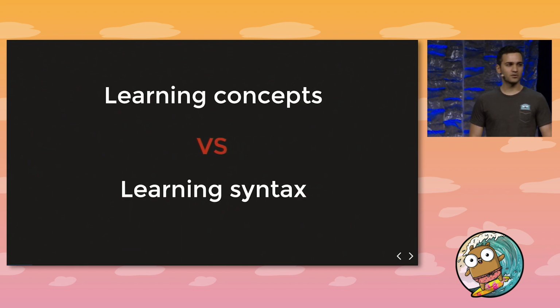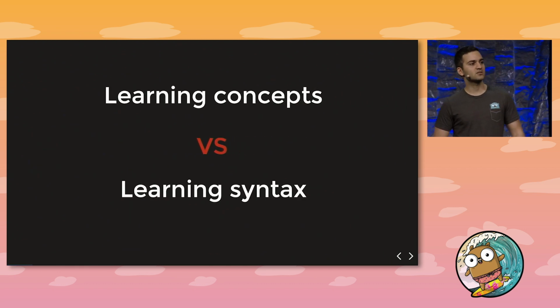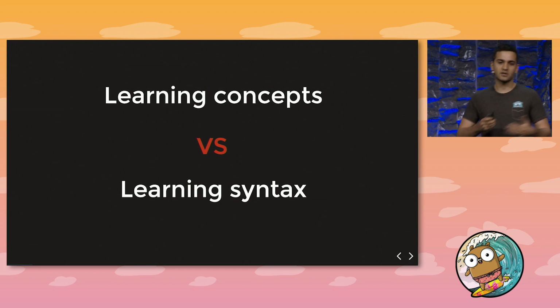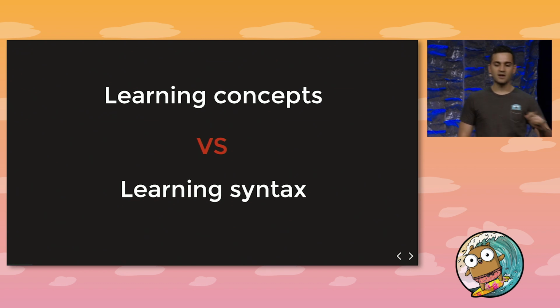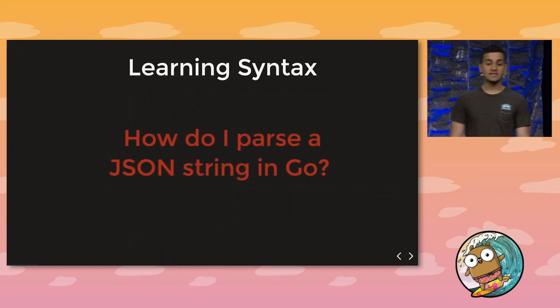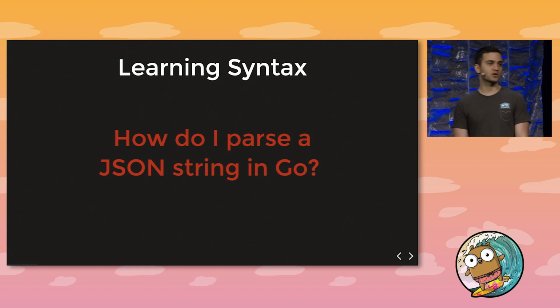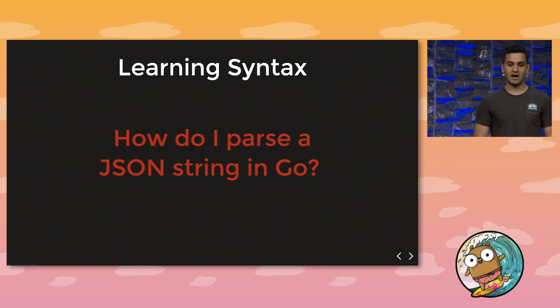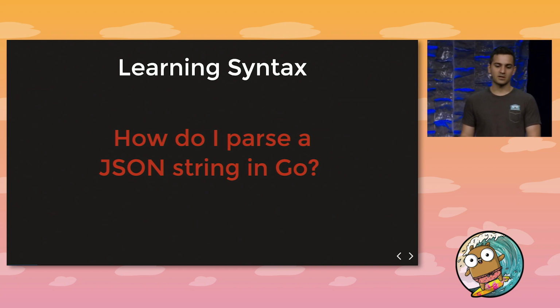The reason is that if you're coming from a different programming language, you tend to focus on the syntax. You already know a lot of computer science concepts, you already know programming, you've done it before, so you tend to assume that the concepts are similar, you just want to learn how to do something. For example, a syntactical question could be, how do I parse a JSON string in Go? If you know how to do that in JavaScript, you already know what that means, you just want to learn how to do it in Go.